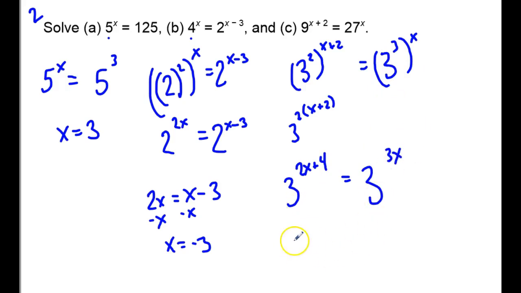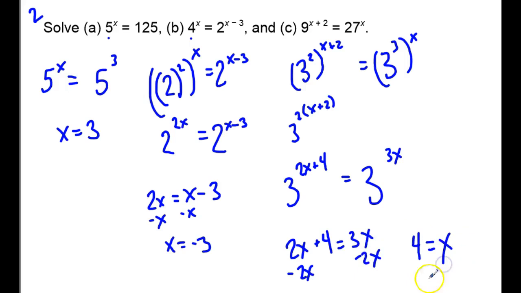So now that my bases are the same, again, I set my exponents equal, and I solve. So since I have x's over here already, I'm going to just subtract 2x from both sides. So I end up with 4 equals x.